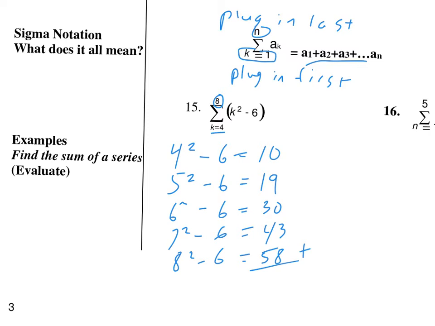I'm going to use a calculator for that. And so I got 160. So that is my answer to this. It should just be one number, the sum of all the other numbers, which is, in this case, 160.